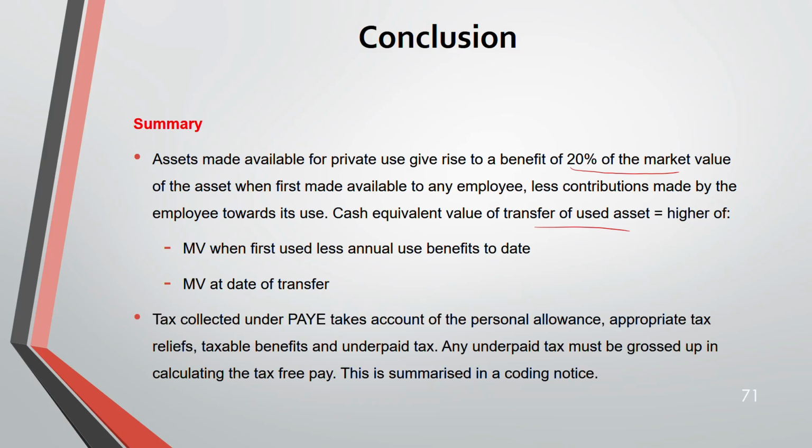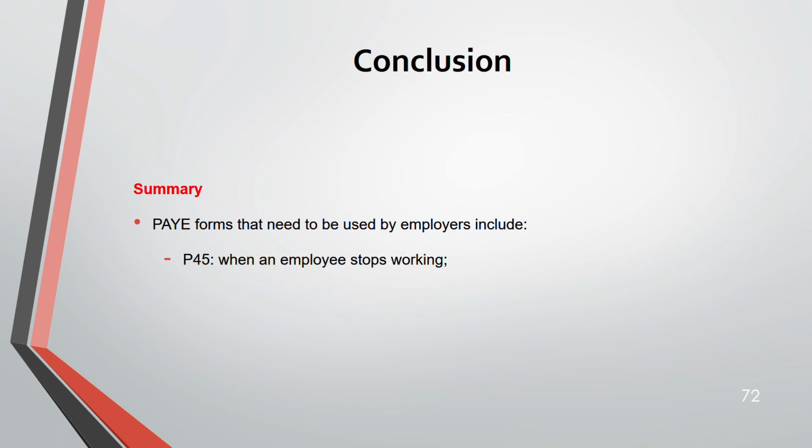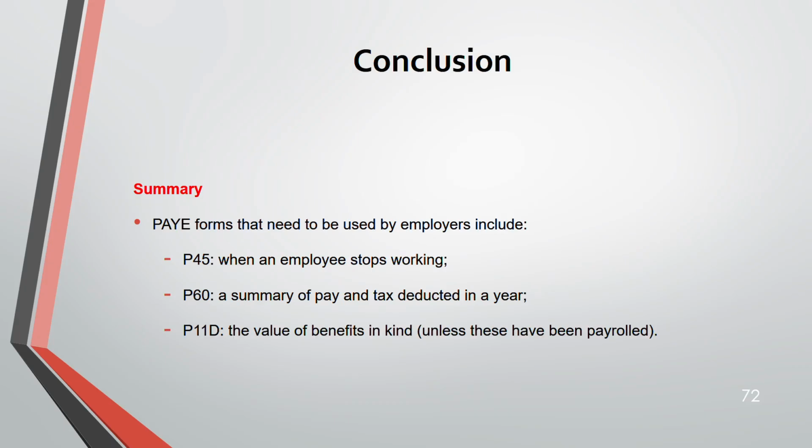Tax collected under PAYE takes account of the personal allowance, your tax reliefs, taxable benefits, and underpaid tax. Remember these four things, and underpaid tax you have to gross up. This will be summarized in your coding notice. Then, PAYE forms that need to be used by employers. P45, this is when an employee stops working. P60, this is your summary of pay and tax. P11D, this is for all your benefits, unless you have payrolled all the benefits. In that case, you don't need the P11D form anymore.